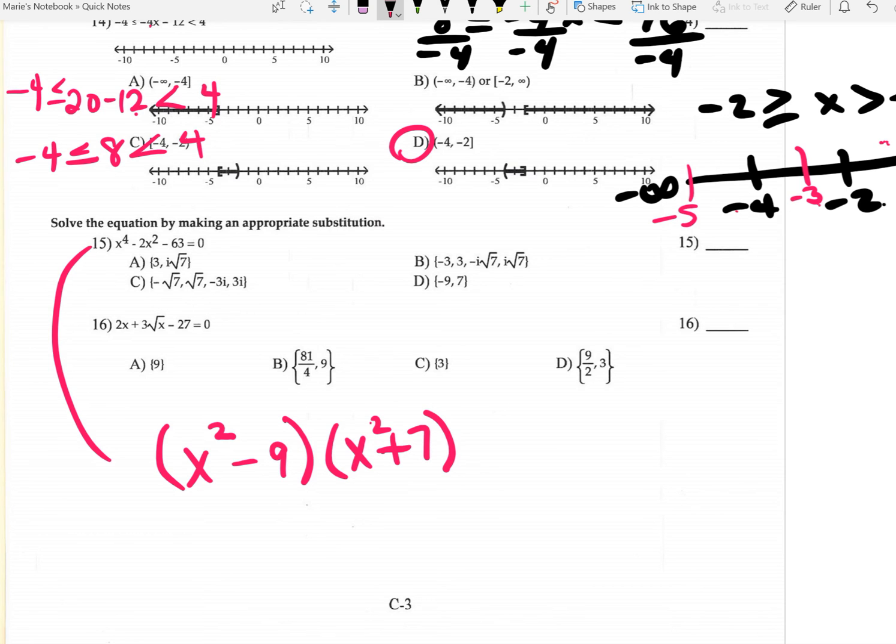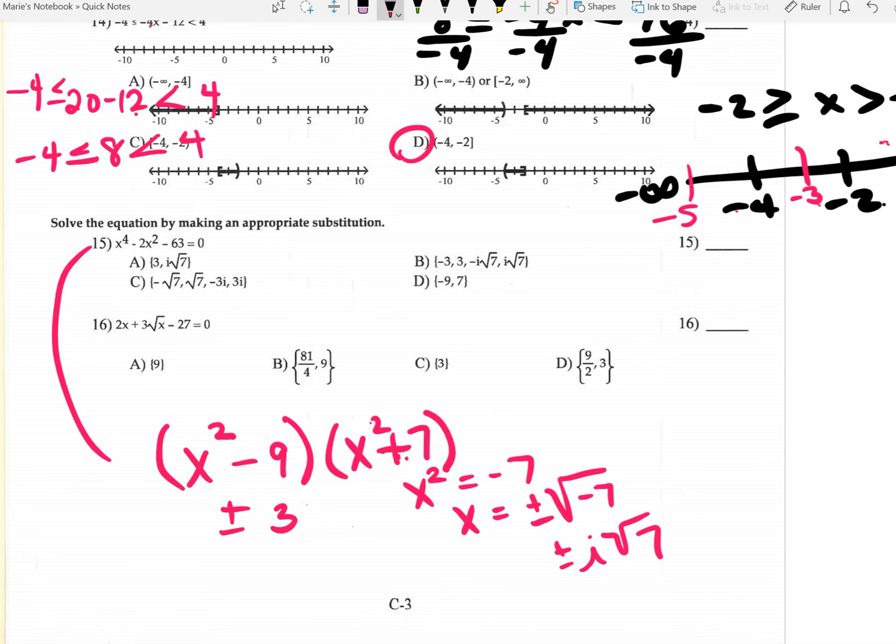And so I can factor this further. This will end up being plus or minus 3, but this will end up giving me x squared is equal to negative 7, therefore x is equal to plus or minus the square root of negative 7, which we know is plus or minus i square root of 7. And so the only one that would give us that solution would be this one.